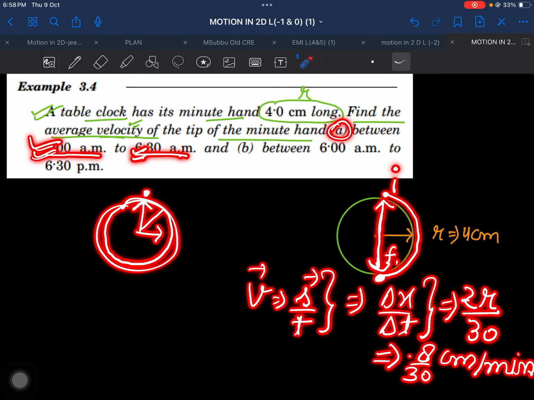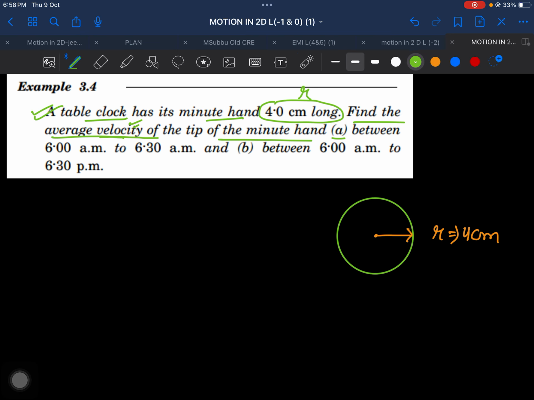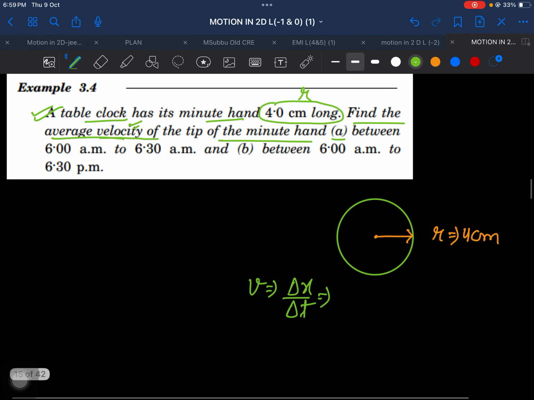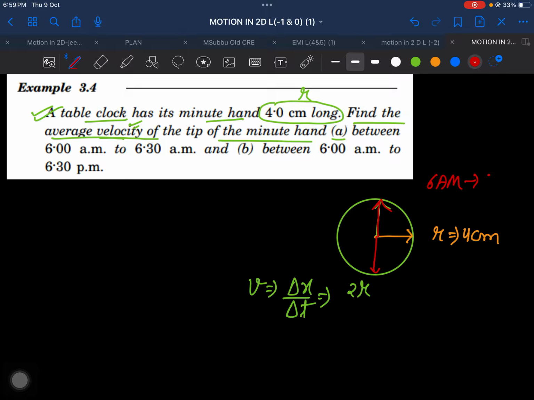I hope this thing is very much clear to all of you. Okay, so let me write it for you with a permanent marker. Velocity is equal to displacement upon time taken. So what is displacement? That is 2r, because this is your minute hand, and it reaches from here to here, from 6 a.m. to 6:30 a.m. The motion of the minute hand will be like this. So the displacement of the tip is 2r divided by the time taken, which is 30 minutes.